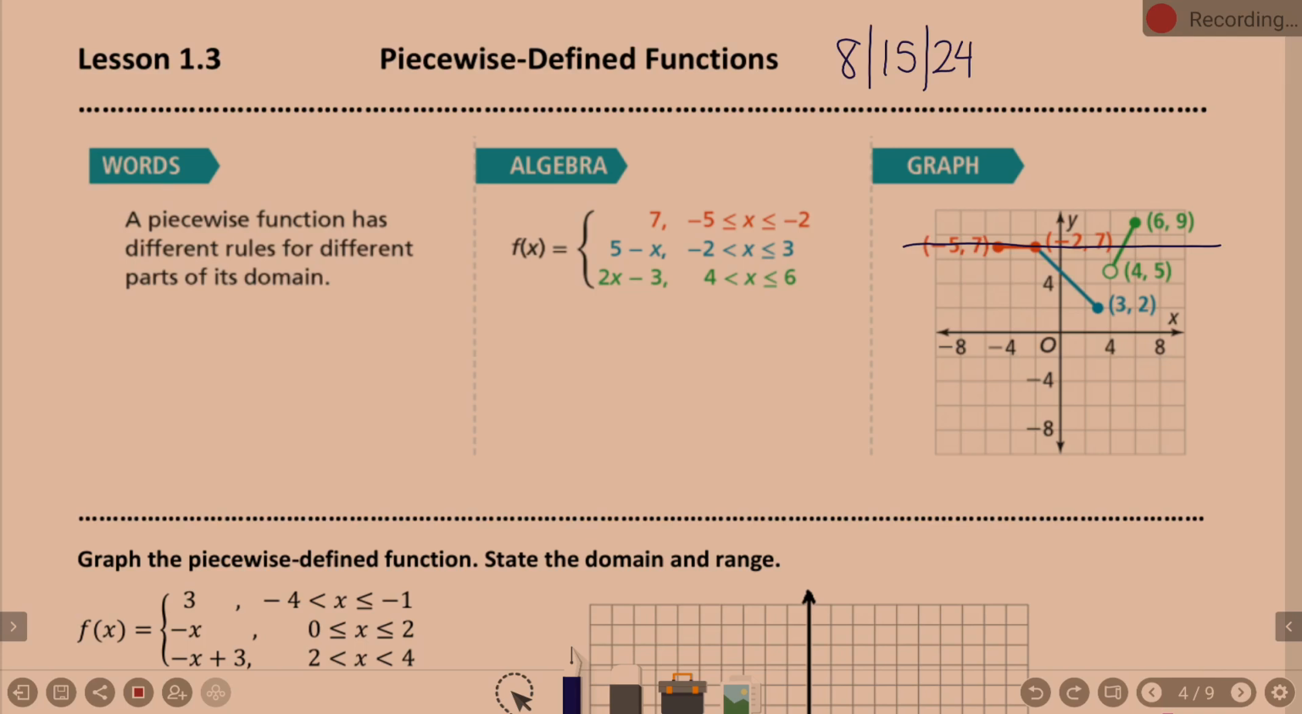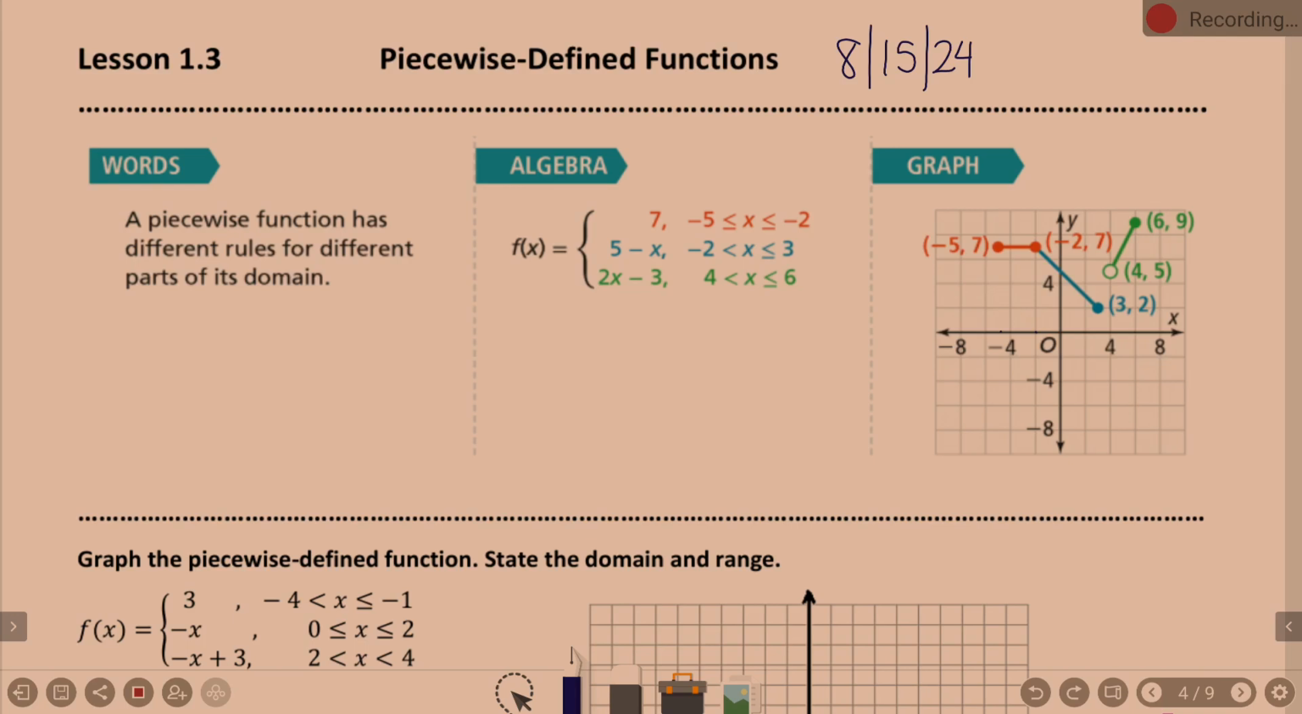But you'll notice on the graph, we only have a portion of it. The idea is it's 7, but it's defined to be between when x is between -5 to -2. So on the x-axis, -5 to -2, that's where that line exists. So you're only doing a piece of that line.